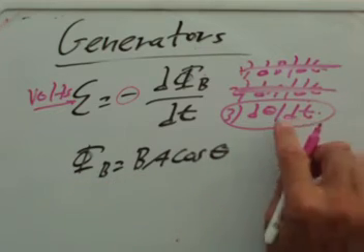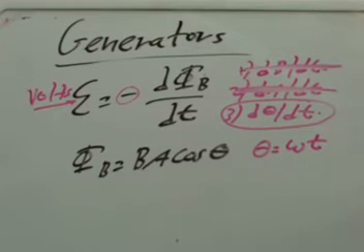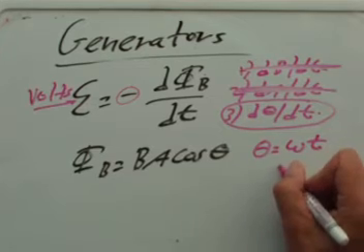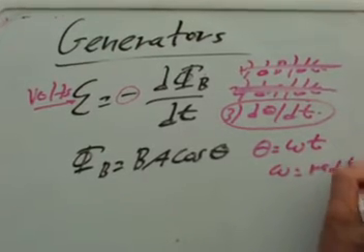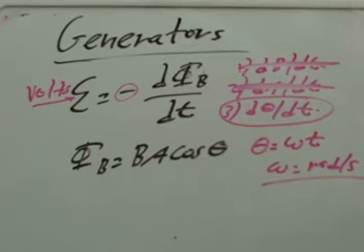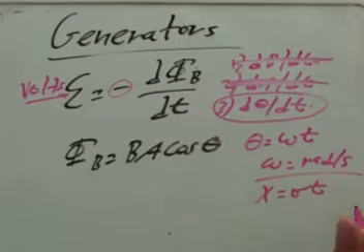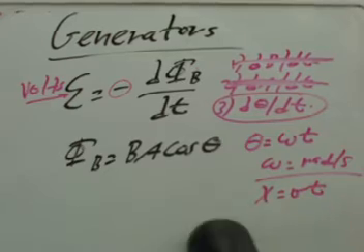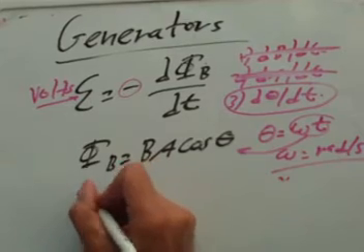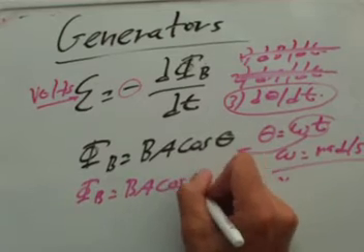But in this case, we're going to focus on the angle changing. So let's explicitly say that theta is omega times t, making theta an explicit function of time, where omega is some number of radians per second that the loop spins through. It's almost like saying the position of an object is velocity times time, so it becomes an explicit function of time. We'll do the same thing here. If I put theta equal to omega t in, then my magnetic flux equation becomes B times A times the cosine of omega t.